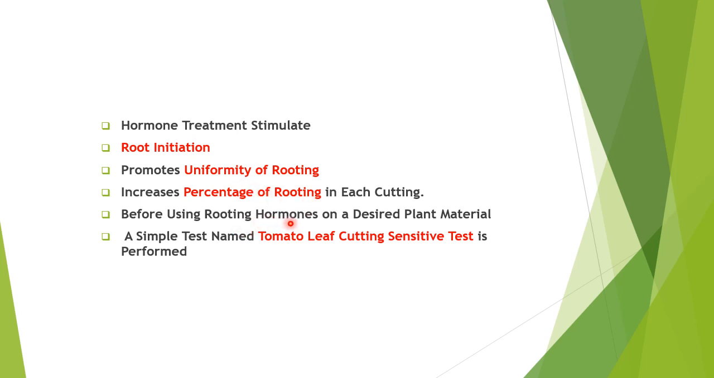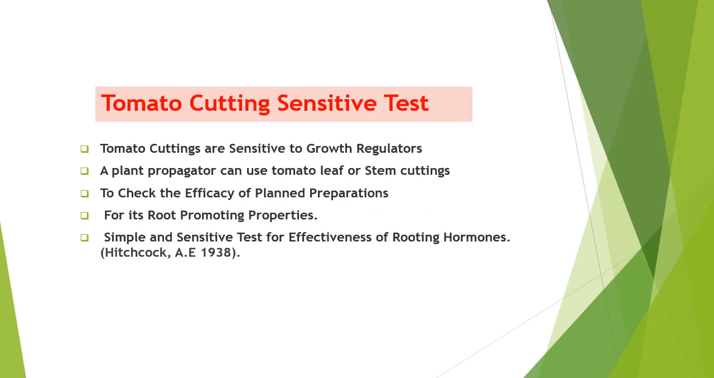Before using rooting hormones on a desired plant material, a simple test named the tomato leaf cutting sensitivity test is performed, because you have to see what concentration will be effective and what type of hormones are more effective. For that there is a primitive test called the tomato leaf cutting sensitivity test. Tomato cuttings are sensitive to growth regulators. A plant propagator can use tomato leaf or stem cuttings to check the efficacy of plant preparations for their root promoting properties. It is a simple and sensitive test for the effectiveness of rooting hormones.